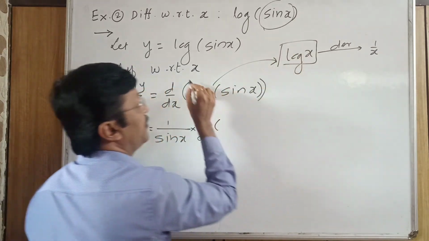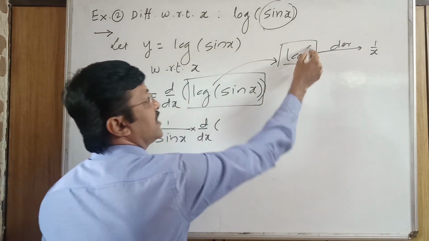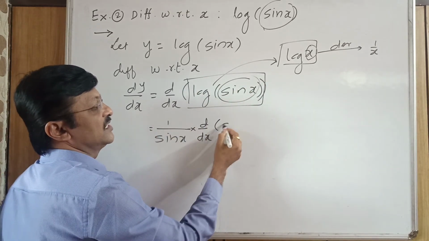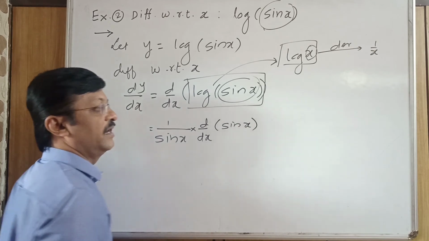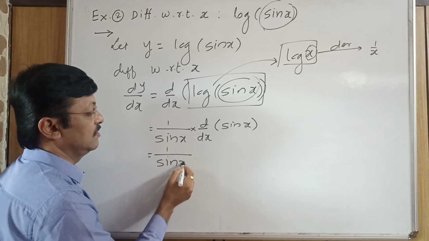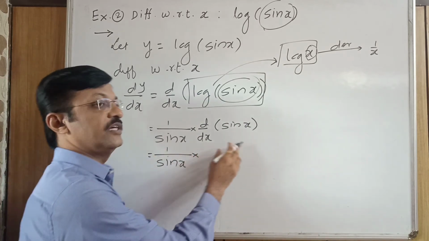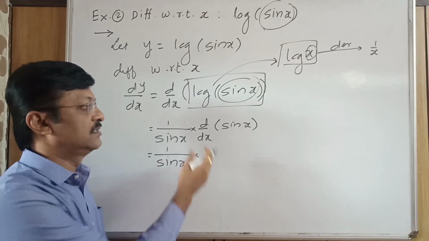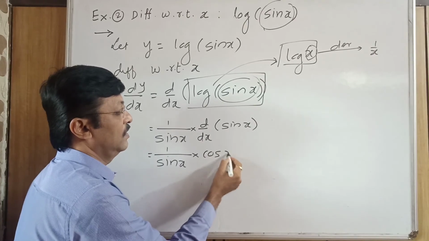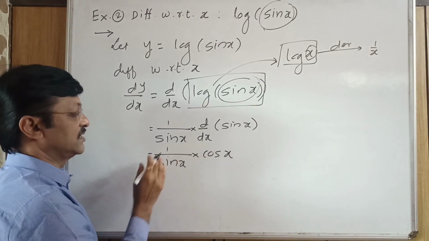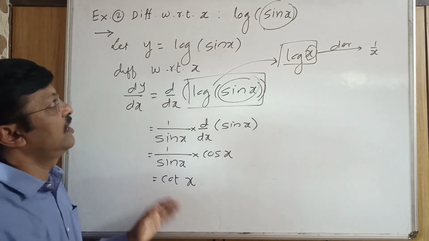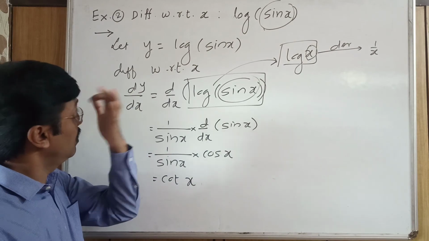This log of x was compared with log of sine x. So what was x replaced by? x was replaced by sine x. So d by dx of that replacement, that is d by dx of sine x. Now after that I have to write this first part as it is, 1 upon sine x into d by dx of sine x, which you know easily. Sine x is the standard function whose derivative is directly known. So derivative of sine x is cos x. Then multiply these two and you get cos x upon sine x, or you can directly write it as cot x. So in this manner we can answer differentiation of log of sine x.